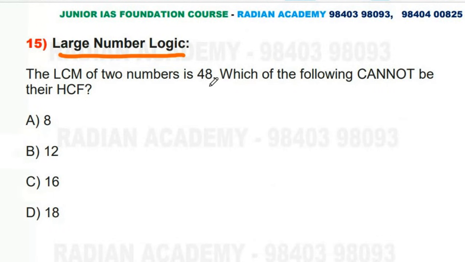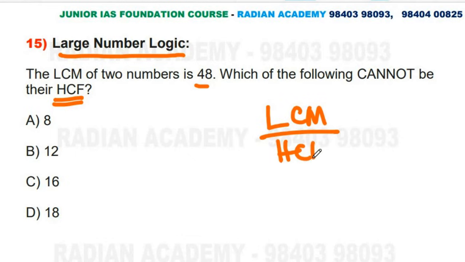Next is large number logic. If the LCM of 2 numbers is 48, which one cannot be the HCF? I told you this concept. HCF always divides LCM. LCM is always divisible by HCF without any remainder. Therefore, this is 48. Very good. 48 is divisible by 8, 12 and 16, but not by 18. Therefore, 18 cannot be the HCF.